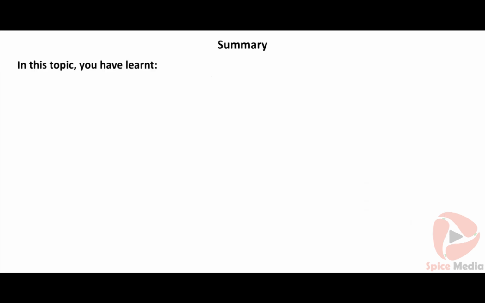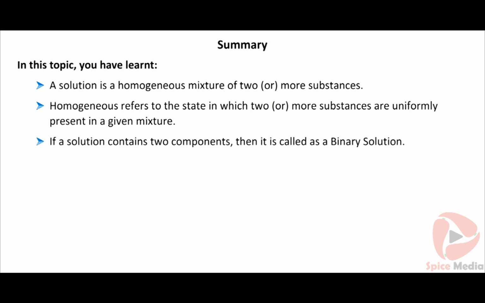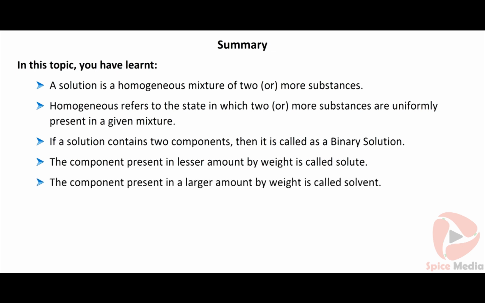In this topic, you have learnt a solution is a homogeneous mixture of two or more substances. Homogeneous refers to the state in which two or more substances are uniformly present in a given mixture. If a solution contains two components, then it is called a binary solution. The component present in lesser amount by weight is called solute. The component present in a larger amount by weight is called solvent. Solute plus solvent gives solution.